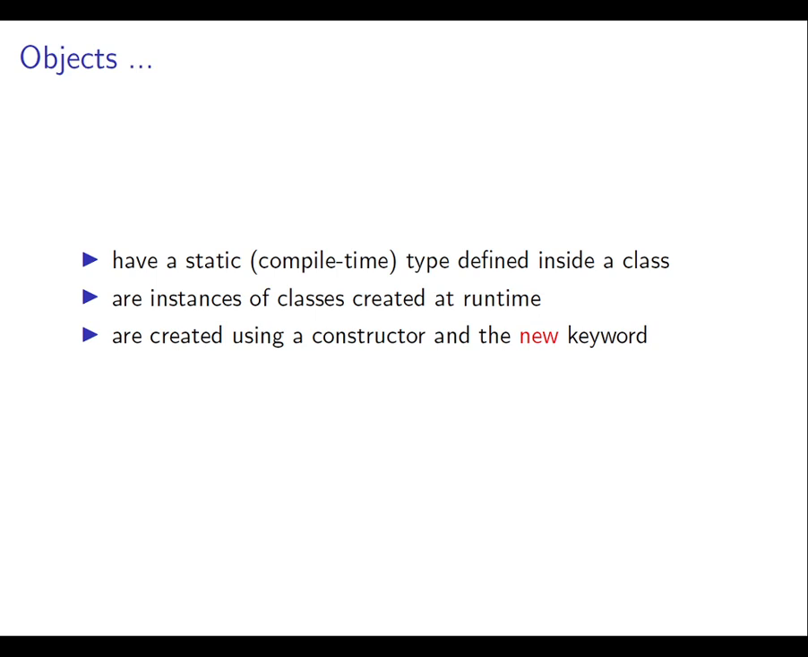So objects have a static, that is compile time type, which is defined by the class whose name you use when you create the object. They are instances of classes, they're created at runtime. And how do you create an object? You create an object using a constructor and the new keyword. They're reference types. Now what do we mean by that?